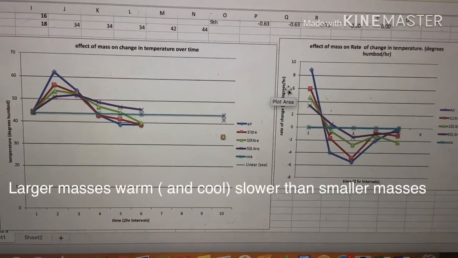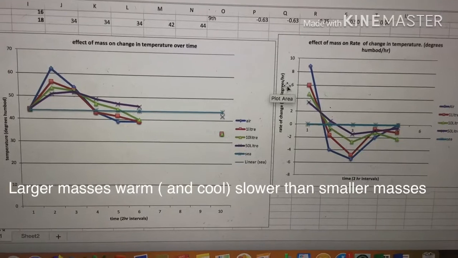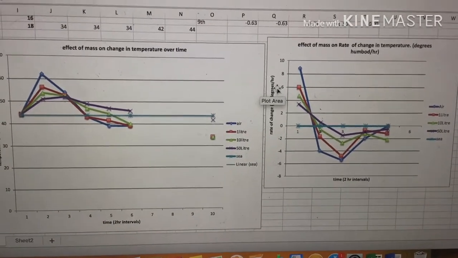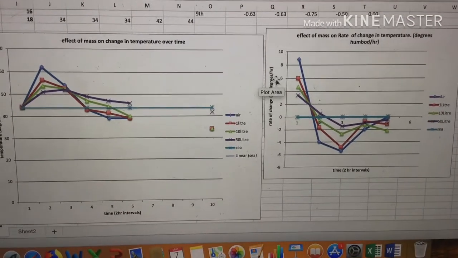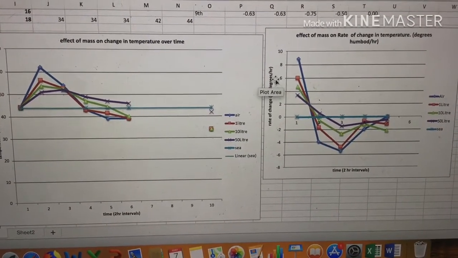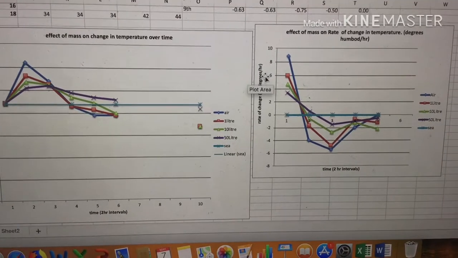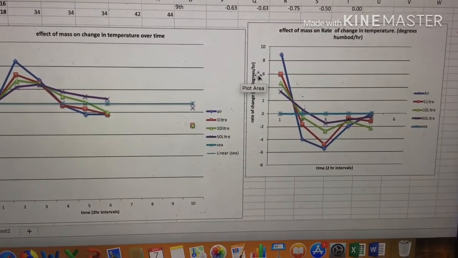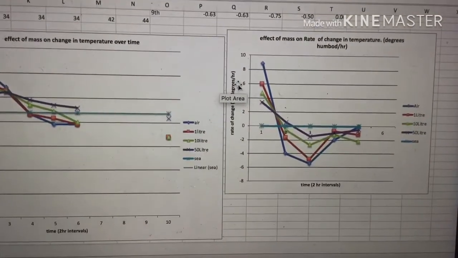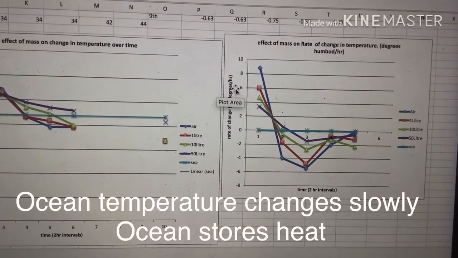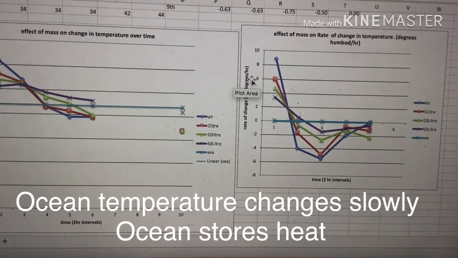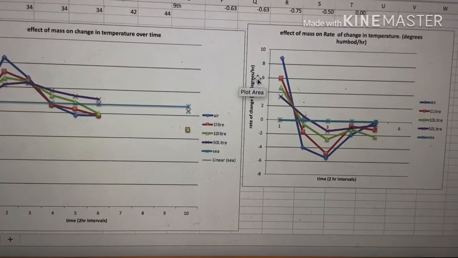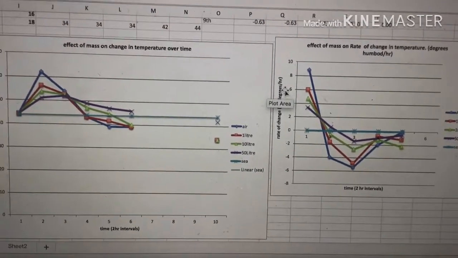I think these two graphs clearly show us that as the mass increases, the slower the heating process, the slower the temperature rises, and the slower it loses heat as well. Therefore, it's fair to conclude that the ocean, which is a large mass, has a more stable temperature over time than small pools of water.